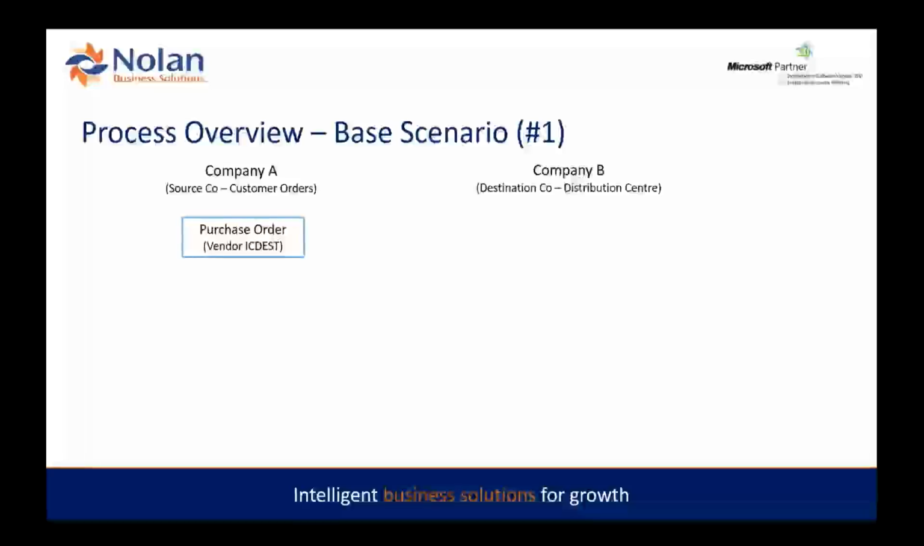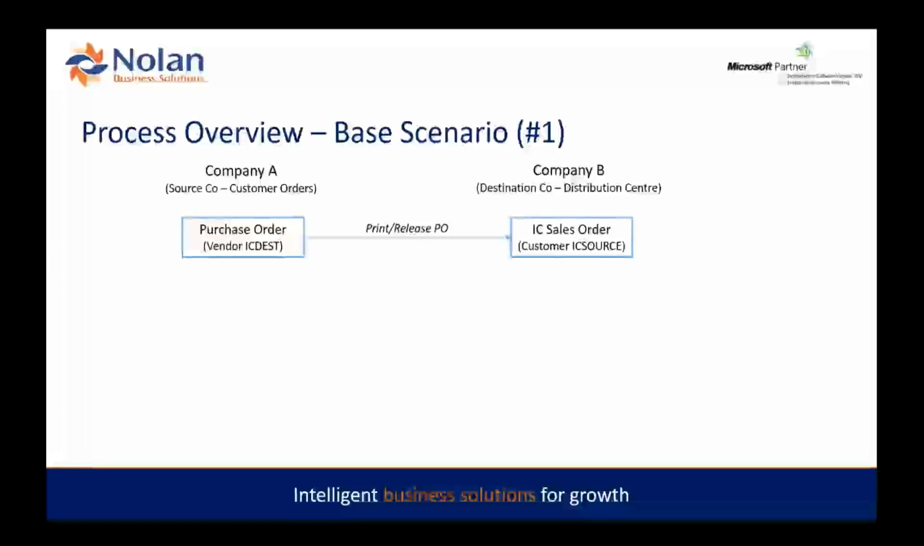Intercompany POP to SOP allows Company A to create a purchase order for its intercompany vendor, Company B. Upon printing and releasing that purchase order, an intercompany sales order is automatically created in Company B, where its standard allocation and fulfillment process can be completed.